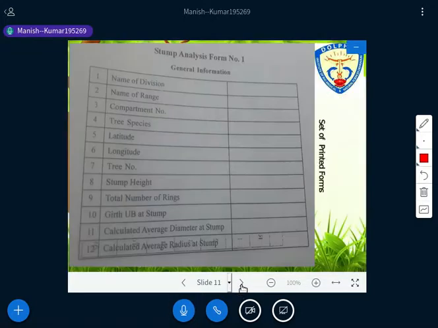the forms. Just look here, this is stump analysis form number 1, where all this general information, as I discussed with you in the stem analysis, the same thing can be written over here, right? Same thing.